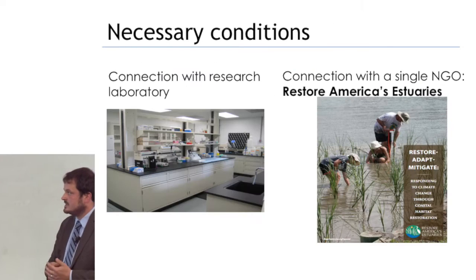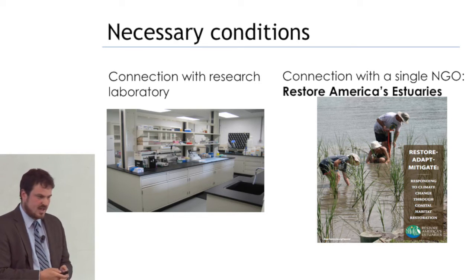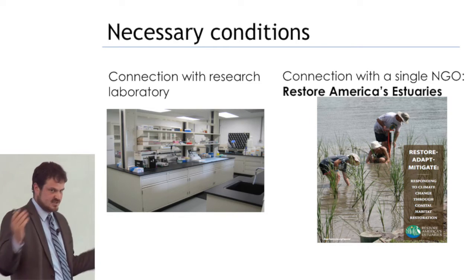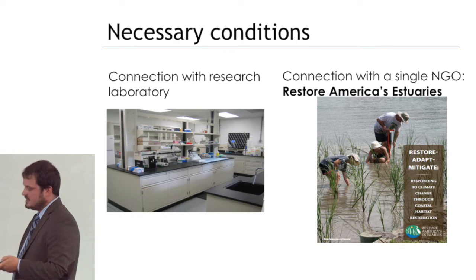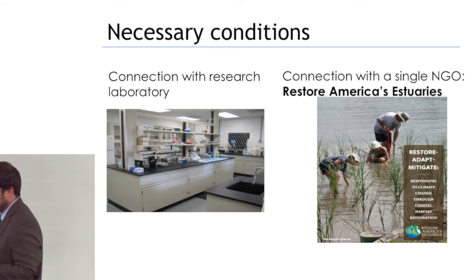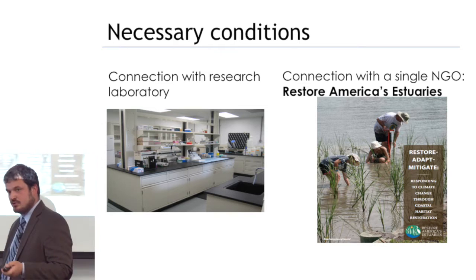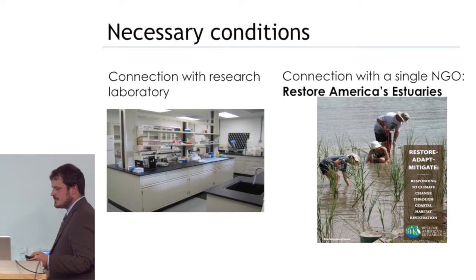Now, there were plenty of organizations that were engaging in work on blue carbon and incorporating it into their work. And they all had two conditions in common, 100% of them, right? So if we're doing a truth table approach, this is a necessary condition. Some connection with a research laboratory of some kind, whether university or otherwise, and some connection or knowledge of the work of a particular nationwide NGO called Restore America's Estuaries that's been really advocating work on blue carbon.